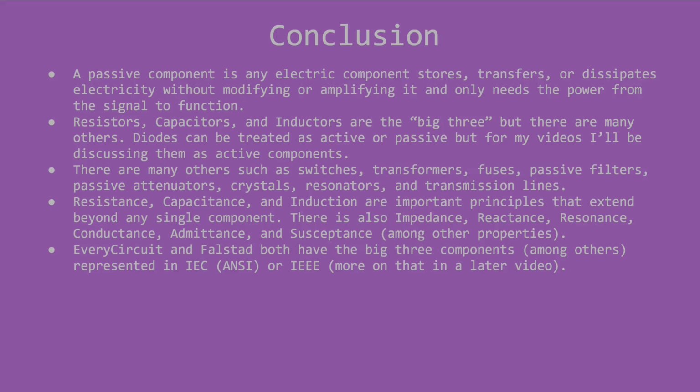Resistance, capacitance, and inductance are important physical properties that we'll be constantly mentioning, but there's a number of others, such as impedance, reactance, resonance, conductance, admittance, and susceptance. I still can't say that word without stumbling. Every circuit simulator, Falstad and basically every other, has symbols for each of these, and they can be represented as either IEC, also known as ANSI, for the American way, and then IEEE, or the European way.